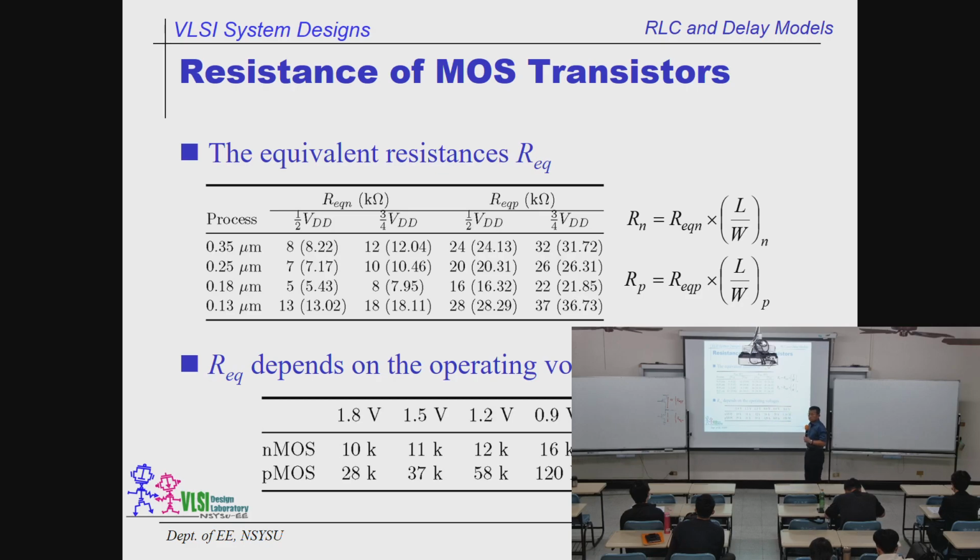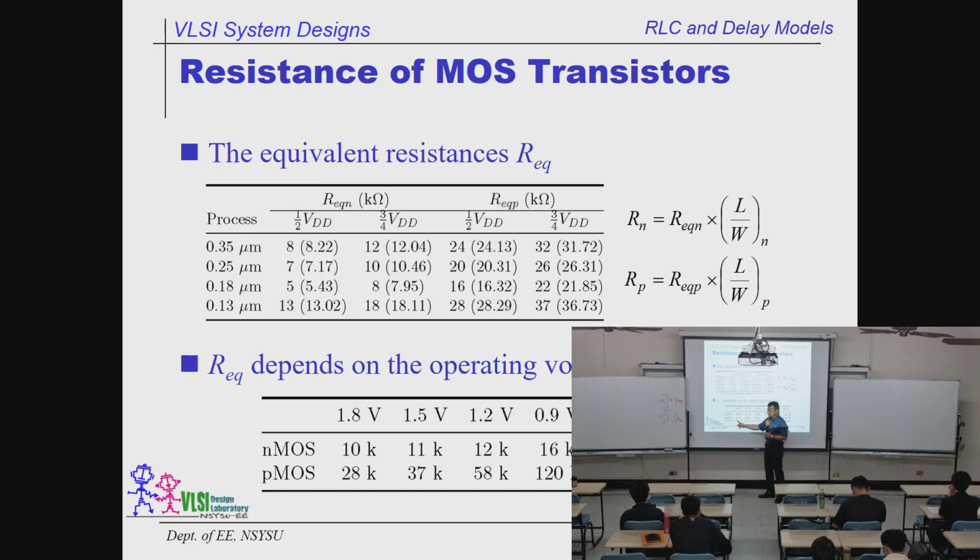If you don't give it a full power supply, you cannot assume that it has a very good, reliable resistance. So the REQ depends on the operating voltage. For our process in this course, that's 0.18, and we use 1.8 V VDD. Basically you have 10K ohm for the N device, and this is for the minimum size, with the minimum width and the minimum length.